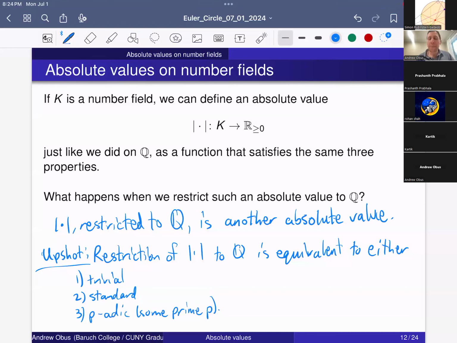But we know that these things can't be that exotic, right? Because when we restrict them to Q, they're going to be one of these standard things, something that we have for the prime p.